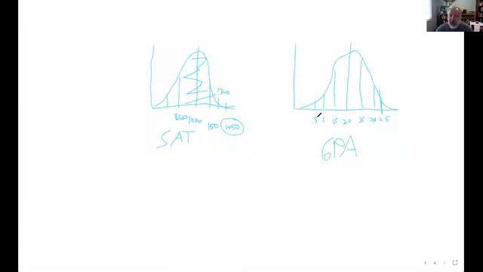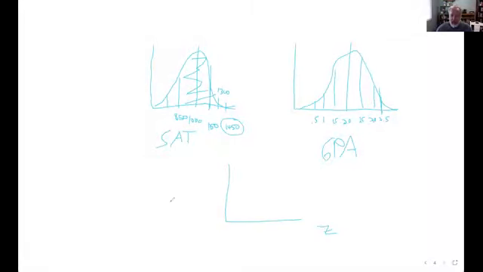But if I told them I got an 1150 on the SAT, how many standard deviations is that from the mean? 1. So they would go, there's something going on here. What I just demonstrated was what's called a z-score.